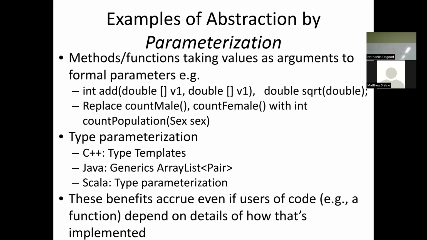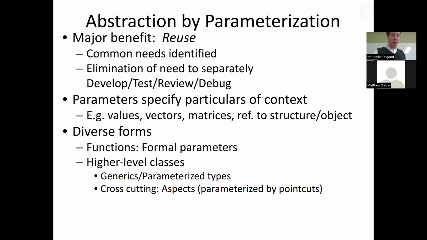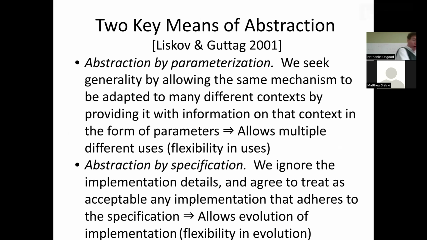Or instead of having a count male, count number of people in the population, and a male count number of the female, we have some count population and pass it sex, right? Or we have type parameterization that says this is a linked list of doubles, or this is a linked list of hash tables, or this is a linked list of heaps or whatever. So abstraction by parameterization, we have these parameters that give this abstraction generality. We can pass different parameters and have it do different specific things, but with that same value, right?